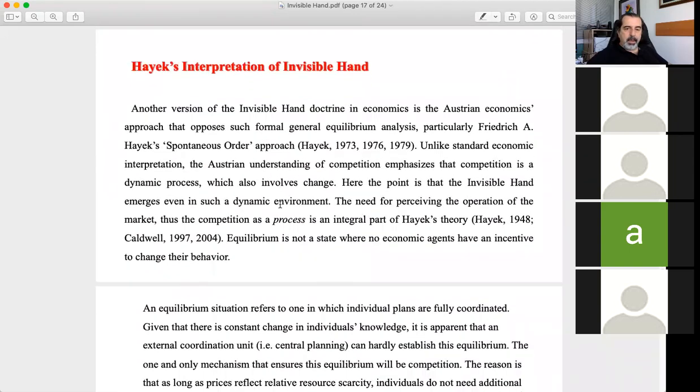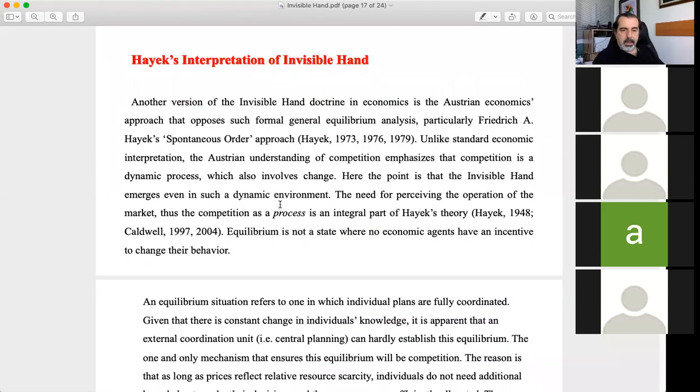Another example, maybe an even more interesting one, is Hayek's interpretation of the idea of the invisible hand. His idea is called spontaneous order. Again, we have 10 minutes, and maybe in 5 minutes we can talk about Hayek and then stop.